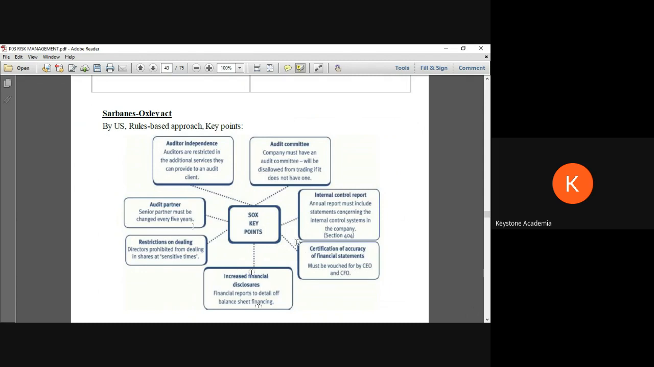Certification of accuracy must be vouched by the CEO and CFO. In rule base, it's very strict. If something happens, the CEO and CFO can even go to prison, which is not the case in the principle base. Internal control report: the annual report must include a statement concerning the internal control system in the company. And this will go to the AGM, annual general meeting, to the shareholders and our important stakeholders. If you just see, everything is talking about managing risk from different areas.